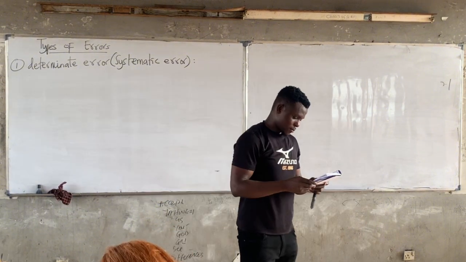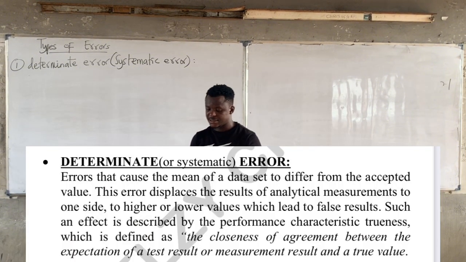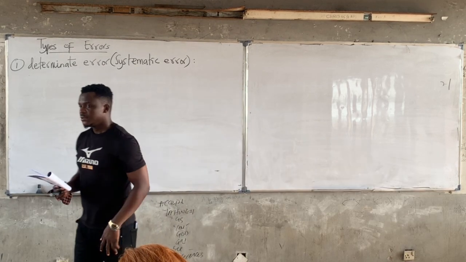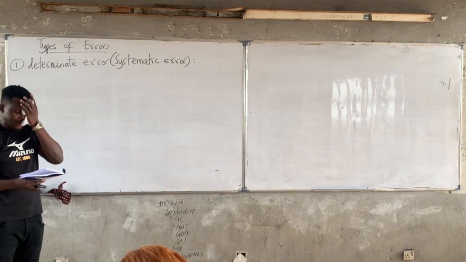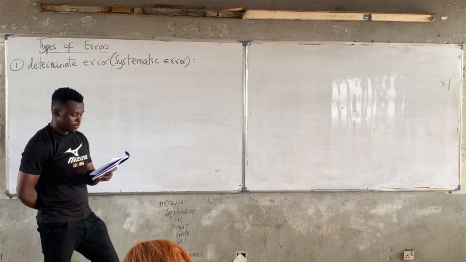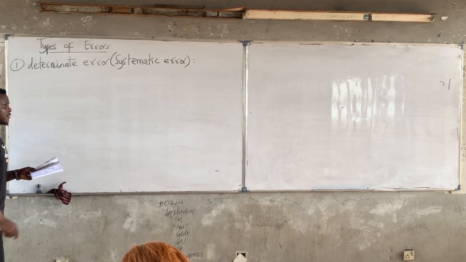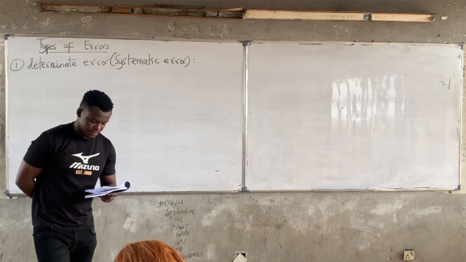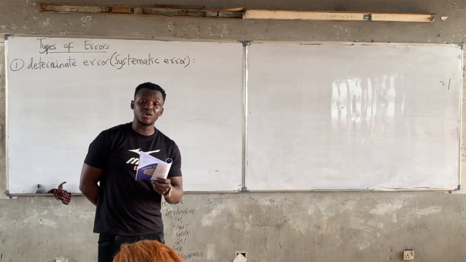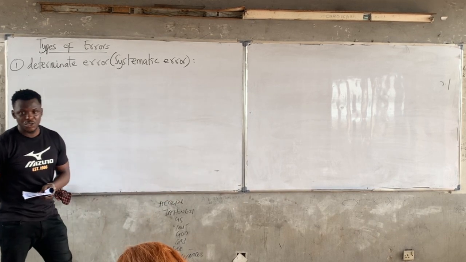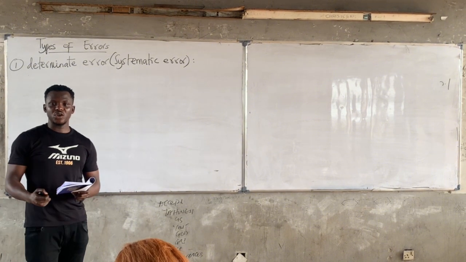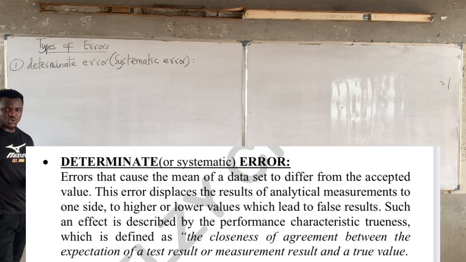Determinate errors are errors that cause the mean of a data set to differ from the accepted value. This error is characterized by the closeness of agreement between the measured value and the true value.